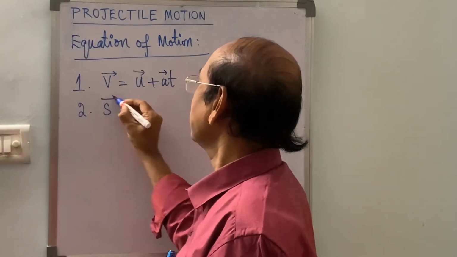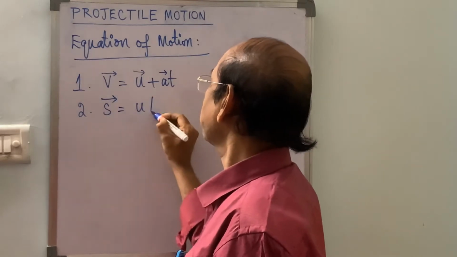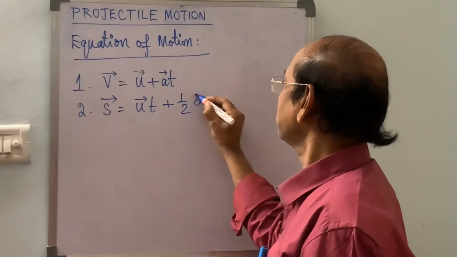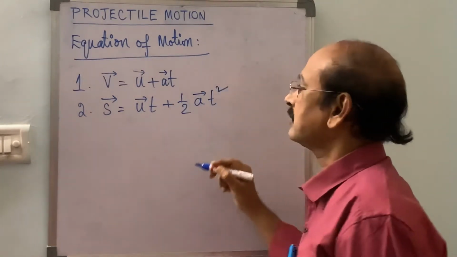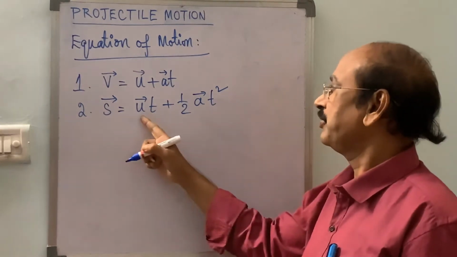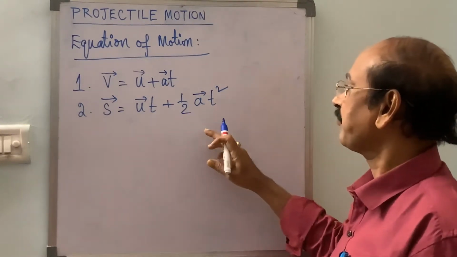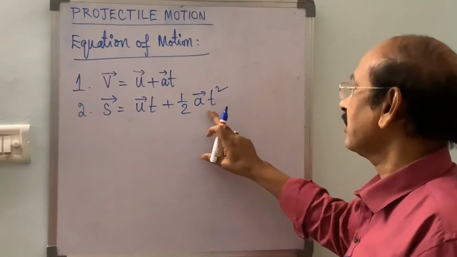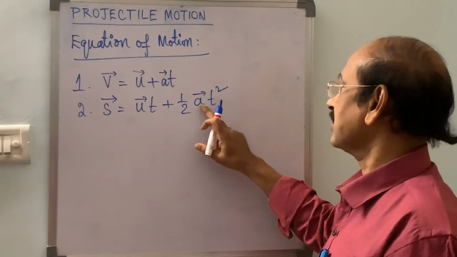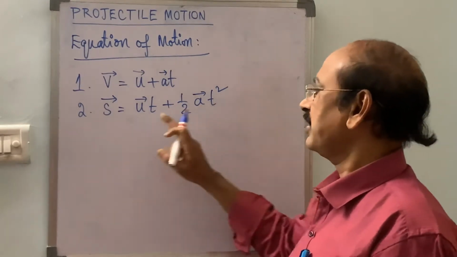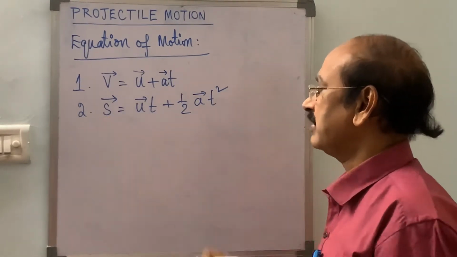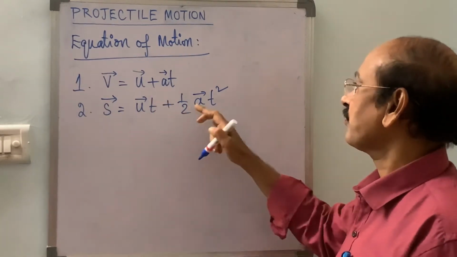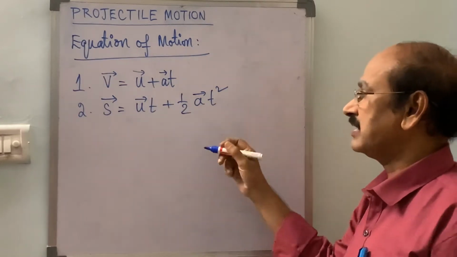Second one, expression for displacement. It is given by ut plus half at square. When a body starts with initial velocity u bar, let it acquire acceleration a bar in time t, and in time t let the distance travelled by the body be s bar. Then the expression for displacement is s equal to ut plus half at square.